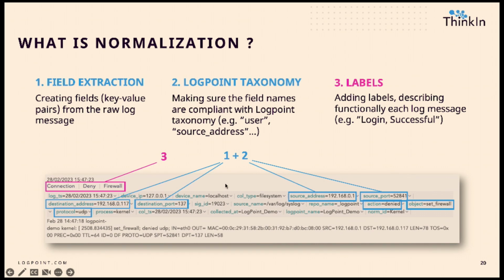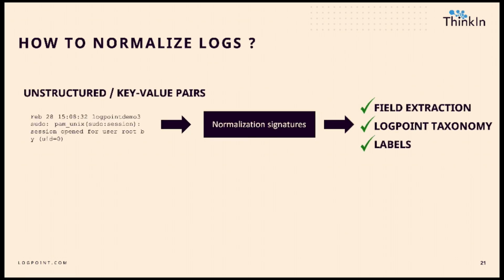So this is normalization. Now, how we do it in Logpoint, we have different ways. The first way is if you have what we call unstructured data or key value pairs, you can use normalization signatures. Of course, we provide a lot of them already as part of the product. These normalization signatures can do field extraction, make these fields compliant with the Logpoint taxonomy, so renaming them basically, and we can apply labels with normalization signatures.